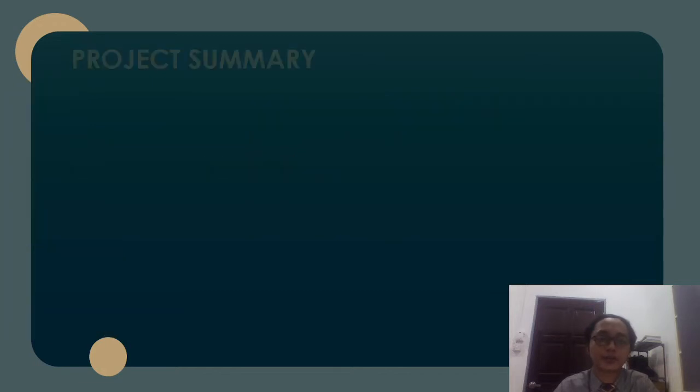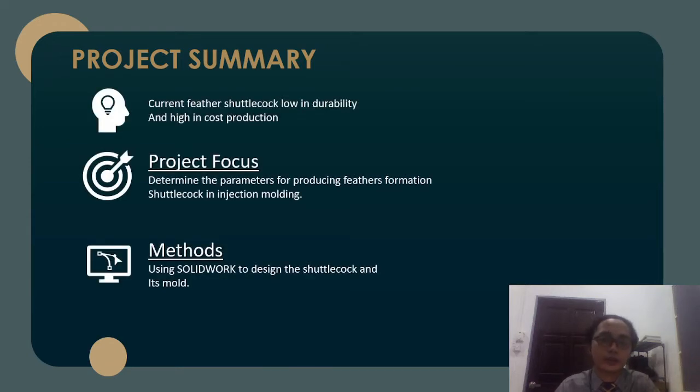Let me talk deeply. Project summary. The project will explain the characteristics of the current shuttlecock on the market and the reasons for its low durability and high production cost in terms of design aspect. The project also will compare the parameters of two types of shuttlecock in the current market, which are feather formation shuttlecock and plastic shuttlecock. Moreover, the project is focusing on the parameters for producing a feather formation shuttlecock mold for the injection molding process, and the method used is to determine the parameters and design the mold by using CAD software, which is SolidWorks.